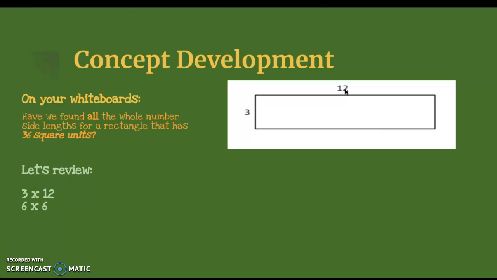And hopefully that'll help you make more sense of what we're talking about, finding multiple ways to find the whole number side lengths for the rectangle. Of 36, of 24, even when we go up to 48 and 72, the same concept still applies.